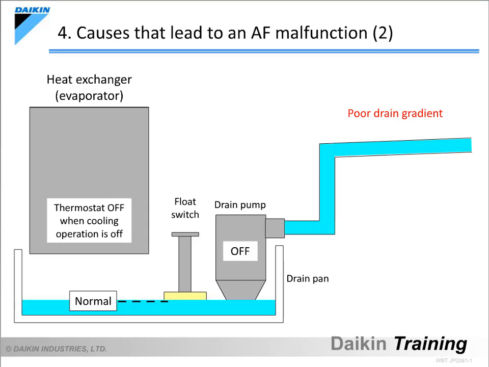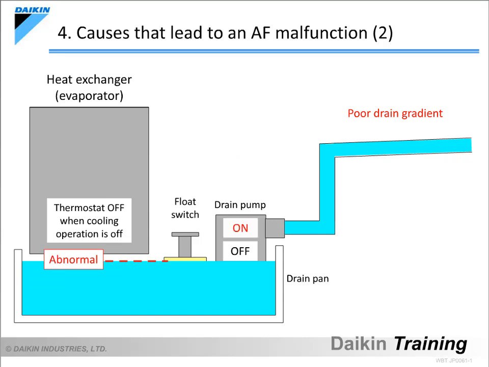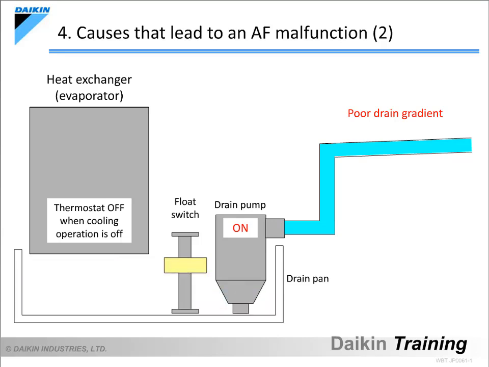But if the drain gradient is poor, the drained water will flow backwards after the drain pump stops operating, and the float switch will detect an abnormal water level again. Upon detecting the abnormal water level, the drain pump will start operating again, and the float switch will eventually return to a normal position again. This phenomenon will continue to repeat itself unless the drain gradient is corrected.